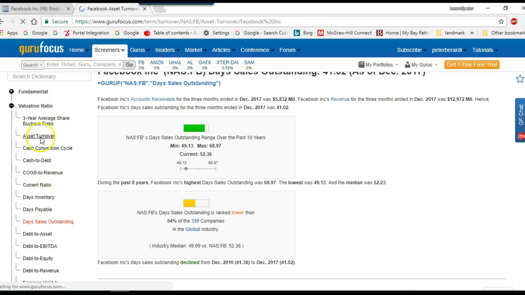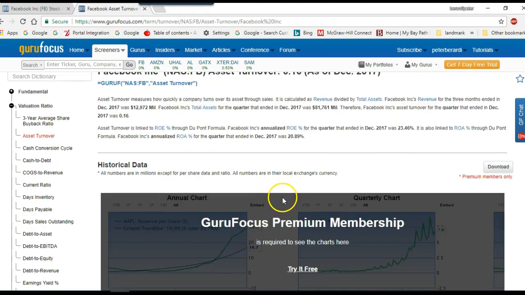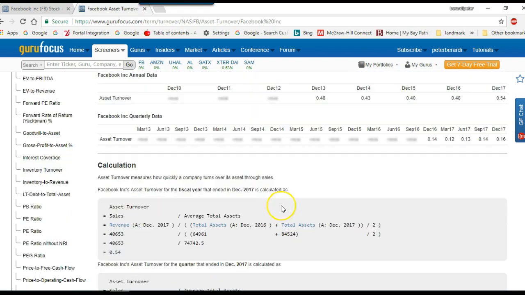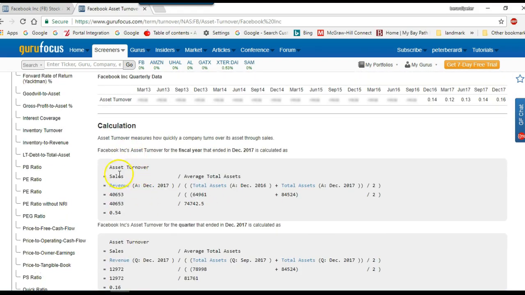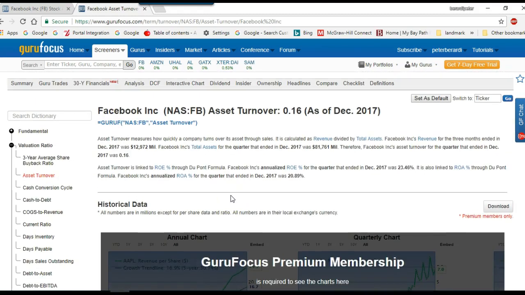It will give you asset turnover, which you'll learn about. How quickly a company turns over its assets through sales. It is calculated as revenue divided by total assets, straight out of the textbook. Asset turnover is linked to the return on equity through the DuPont formula, which is a highlight in this week's chapter. Again, it actually gives you the formula right here, which will help you see where the numbers are coming from a balance sheet and an income statement, and you can simply use that as an assist.